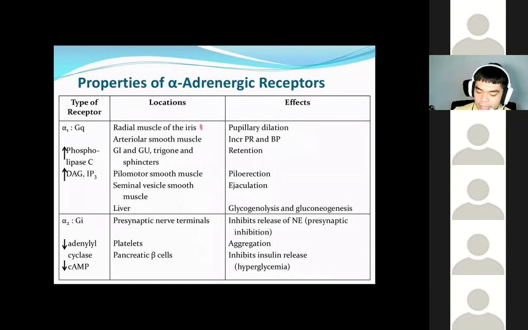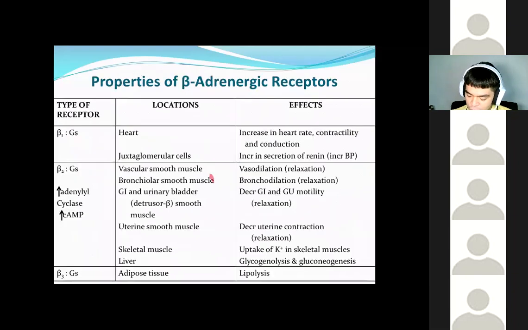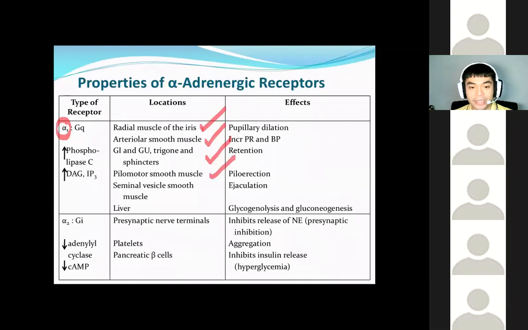Yung radial muscles, alpha-1 tayo. Ang general effect ng alpha-1 ay contract, di ba? Contract. So na-discuss ko na ang iris kanina, ang arteries na-discuss ko na, ang sphincter na-discuss ko na rin. Na-discuss ko na to sa alpha-1? Yes, sir. And then pilomotor, na-discuss ko na rin. And then, yung seminal lang ay hindi ko na-discuss, but the effect is ejaculation.